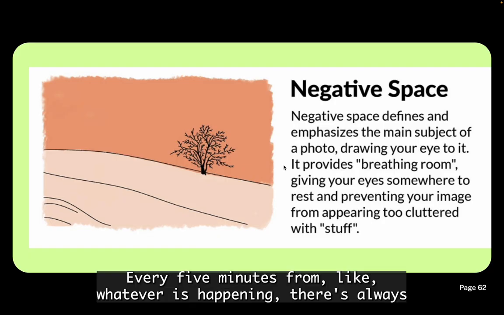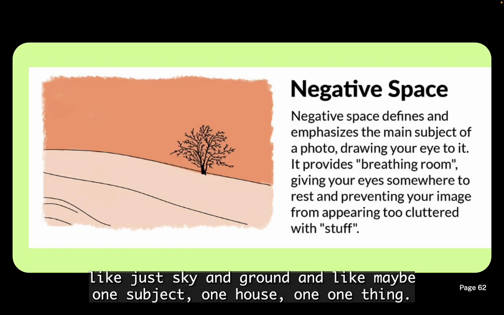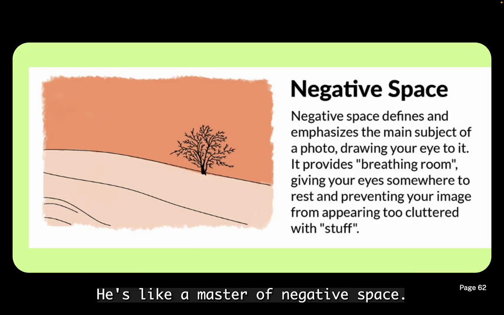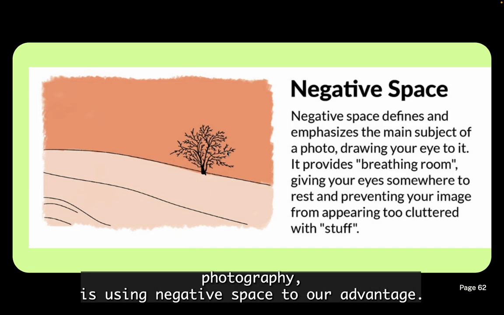Every 5 minutes, whatever is happening, there's always going to be some kind of vista scene with huge landscapes of just sky and ground and maybe one subject, one house, one thing. He's a master of negative space. And that's something we can also use visually in photography, using negative space to our advantage.